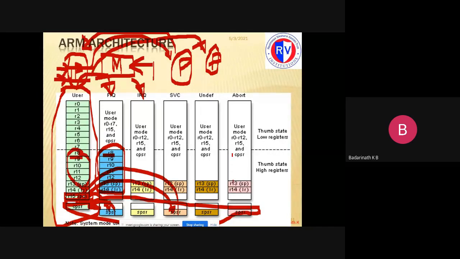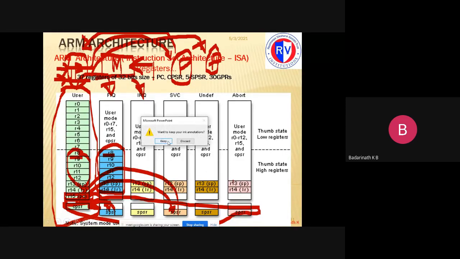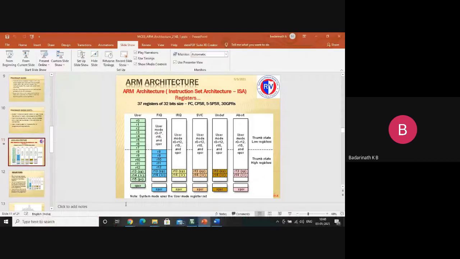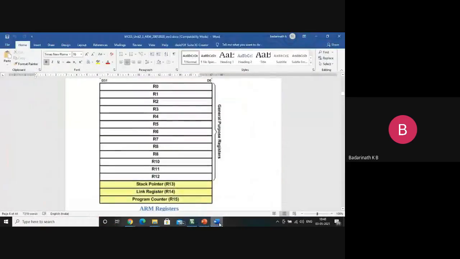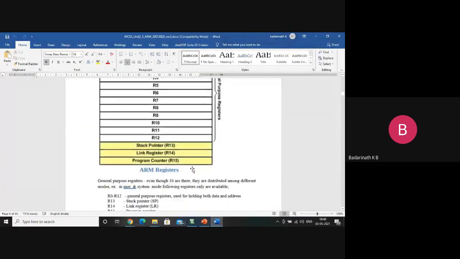So this is how the working of different registers is there in case of the ARM7 architecture. Now we have studied the different registers present inside the ARM architecture. So now let's understand the working of the CPSR register.